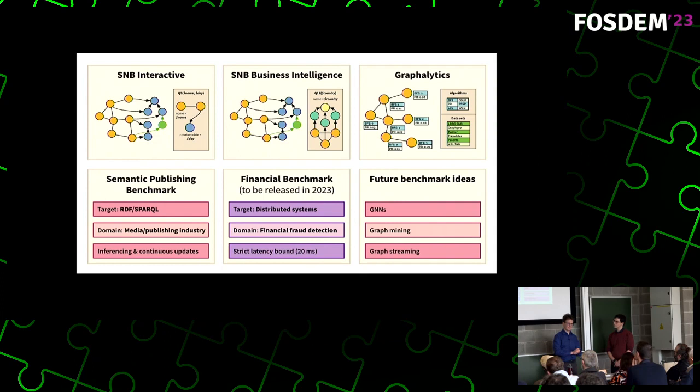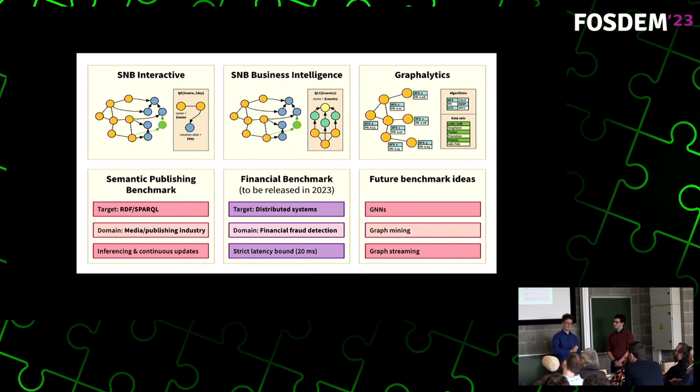So to sum up, we have presented three benchmarks: the Social Network Benchmark's interactive workload, its business intelligence workload, and the Graphalytics graph algorithms workload. We have more benchmarks. There is the Semantic Publishing Benchmark, which is targeting RDF systems set in the media and publishing industry. There is the Financial Benchmark, which is going to be released this year, which targets distributed systems, and it uses the financial fraud detection domain as its area, and it imposes strict latency bounds on queries. So this is quite a different workload from the previous ones.